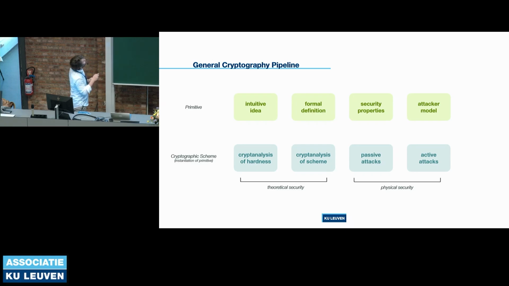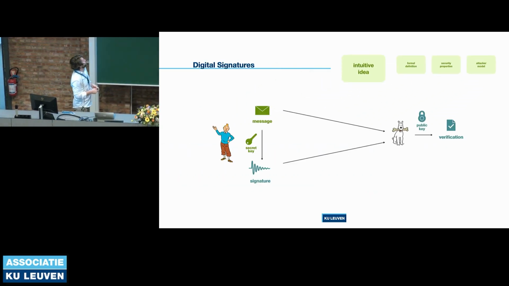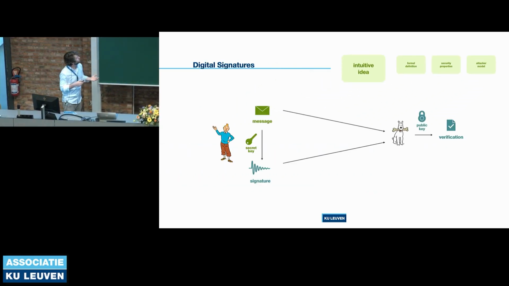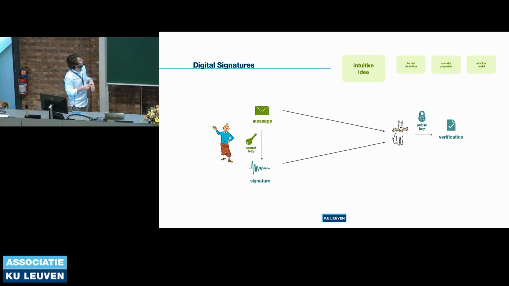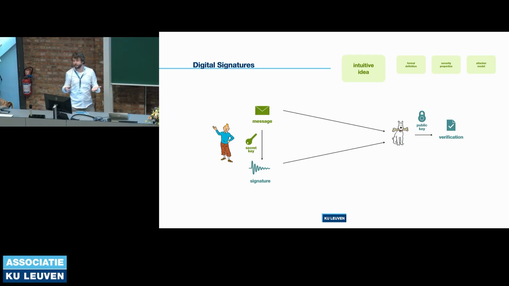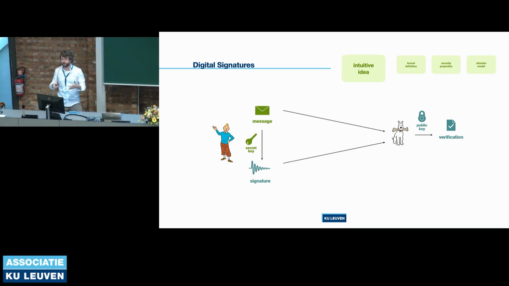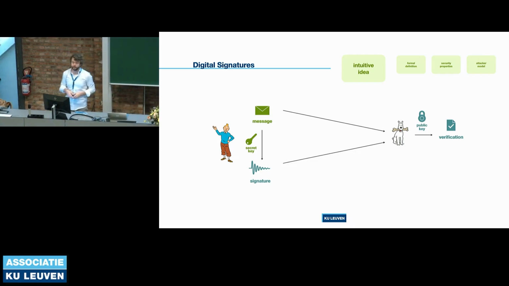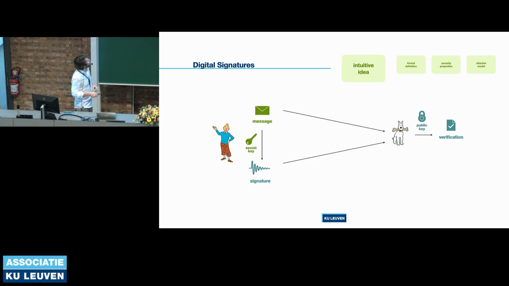So also for digital signatures, we're first going to look at the intuitive idea and then the formal definition and so on. The intuitive idea is very simple. I have a message. I sign this message with my secret key. And if you have this message and the signature and you have my public key, you can verify that it really was me who made this signature. So you get a verification algorithm that tells you, yes, this was really a signature made by Krijn.